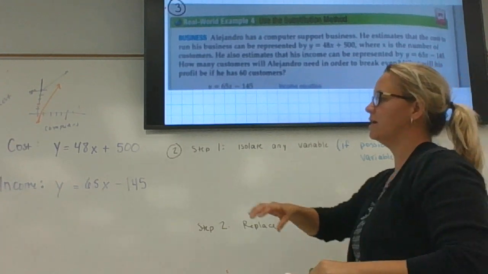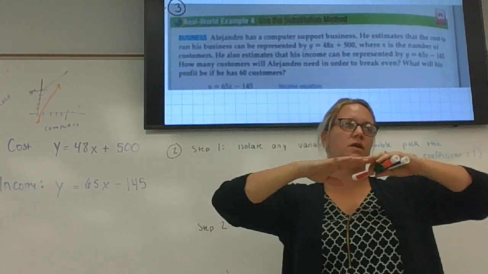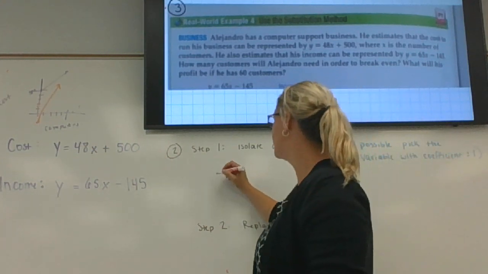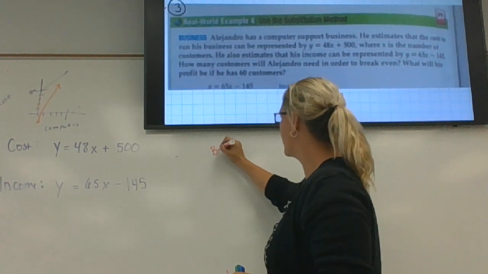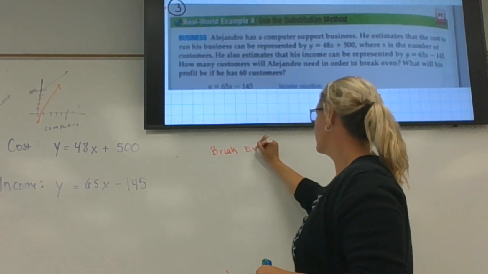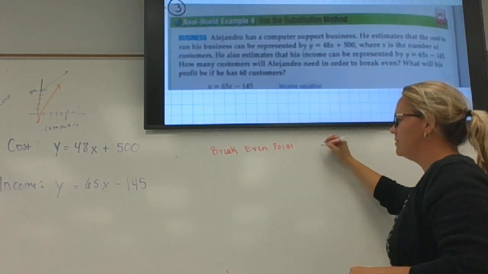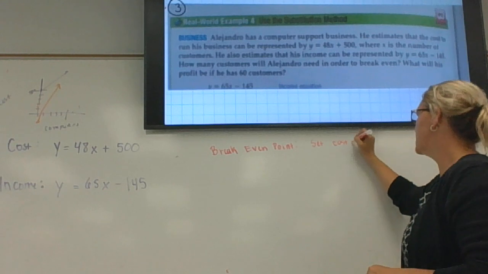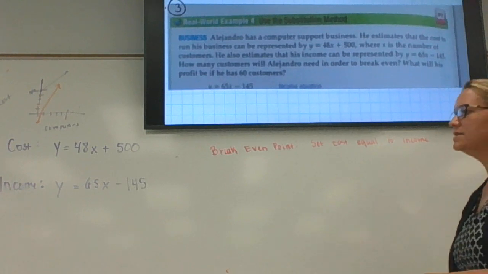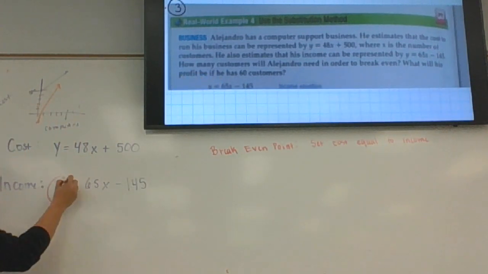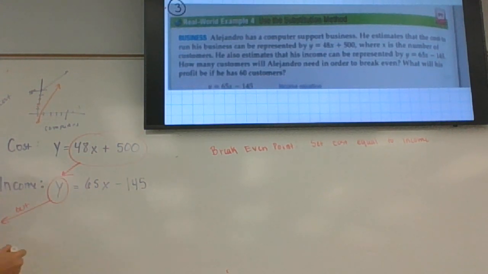A break even point sets costs equal to income. So when will our cost equal our income, where we're not losing money? When will we break even? So for all your break even point word problems, you want to set cost equal to income, if possible. And this is a substitution problem. I can take this y out and substitute in 48x plus 500.